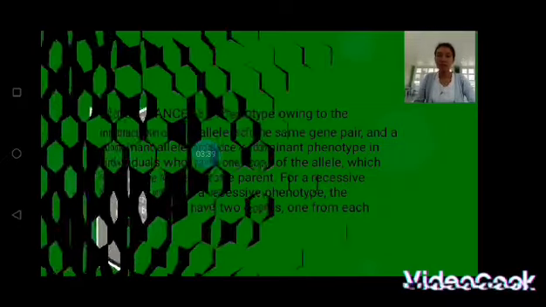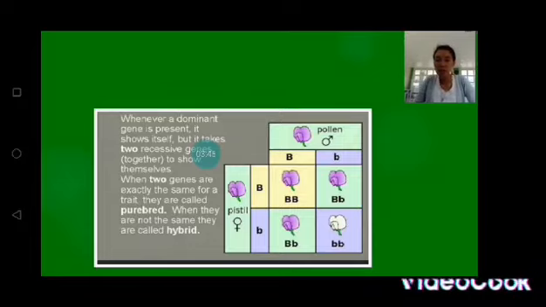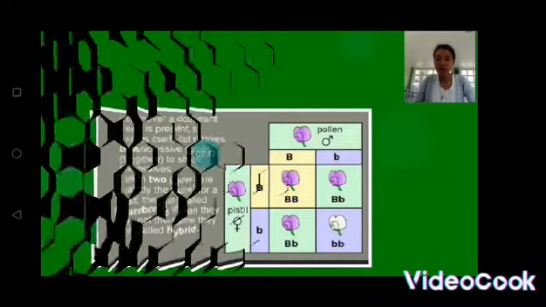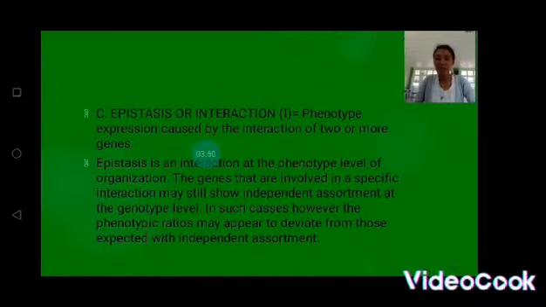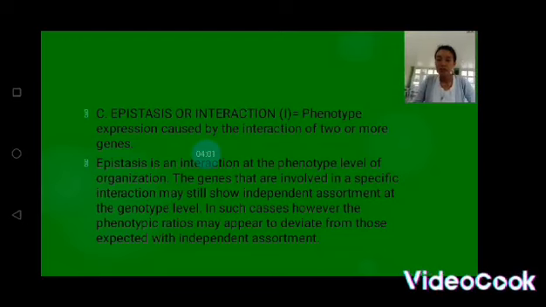So, the third component of genetic effects is epistasis. So, kano siya kay epistasis or interaction, phenotype expression caused by the interaction of two or more genes. Epistasis is an interaction at the phenotype level of organization. The genes that are involved in a specific interaction may still show independent assortment at the genotype level. In such cases, however, the phenotypic ratios may appear to deviate from those expected with independent assortment.